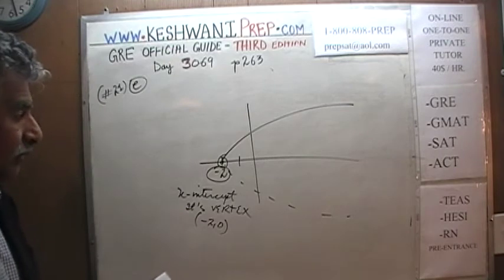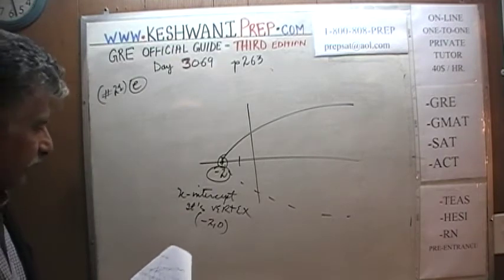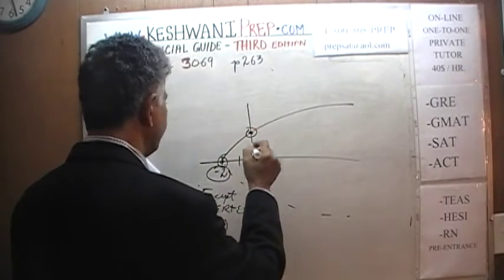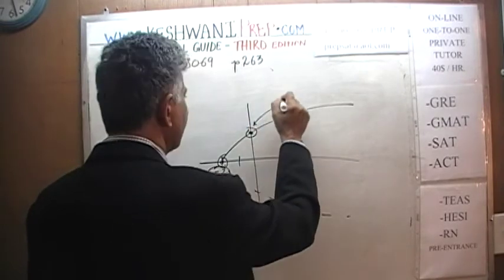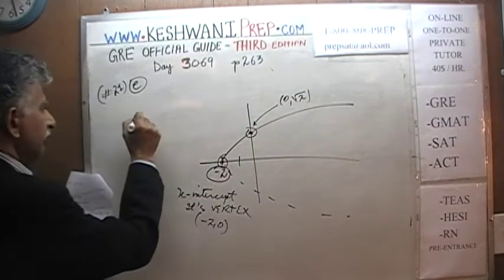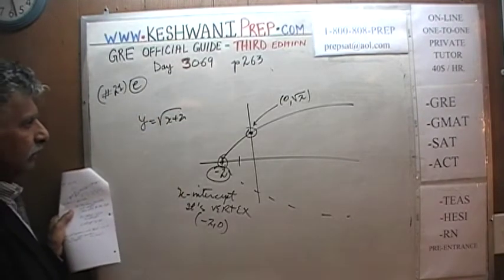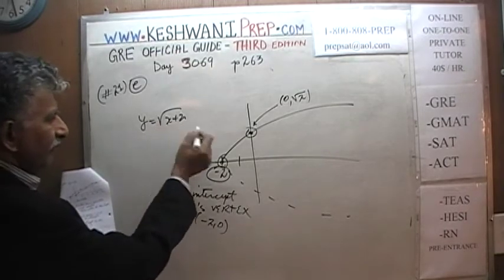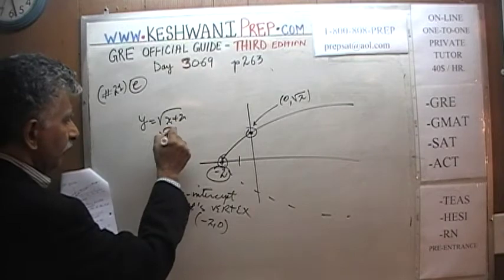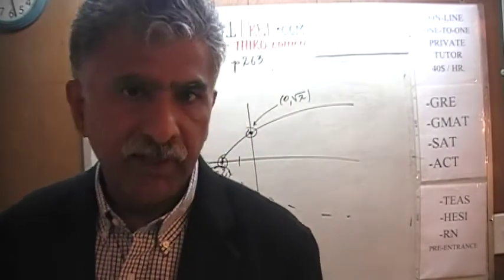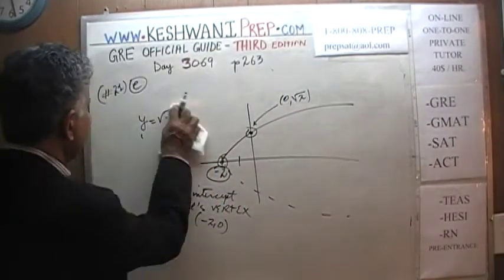What is this y-intercept? Y-intercept is right here. The relationship was y is equal to the square root of x plus 2, and when x is 0, we get square root of 2. That's what y-intercept means. Y-intercept means where does it cut the y-axis? Well, it cuts the y-axis when x is equal to 0. And that happens when y takes the value of root 2. Now we are done with it. Let's move on to the next one.